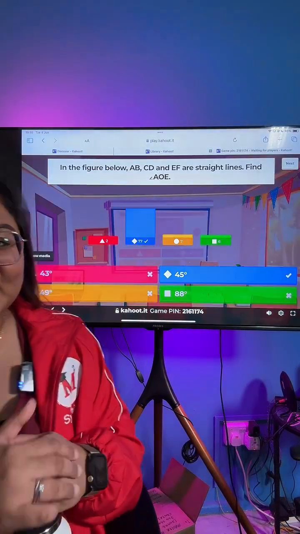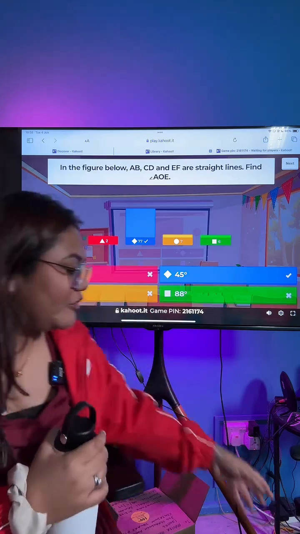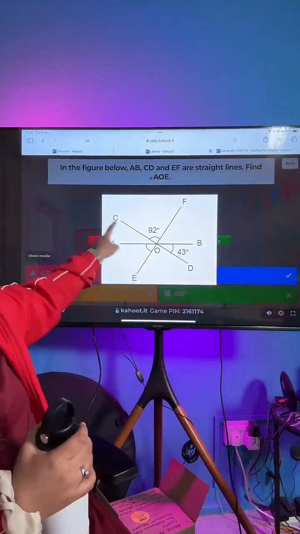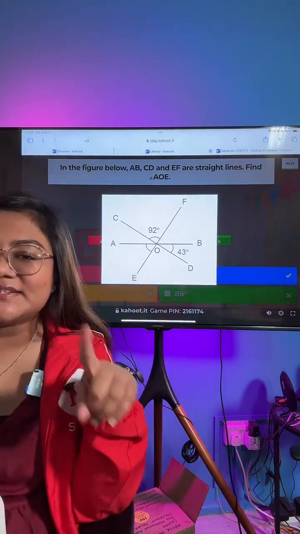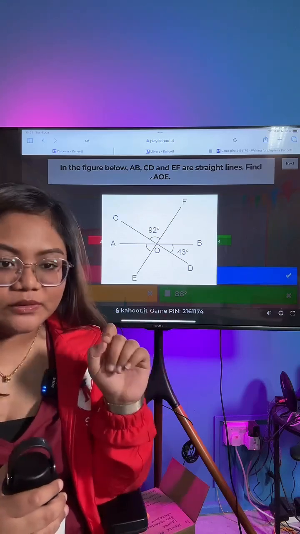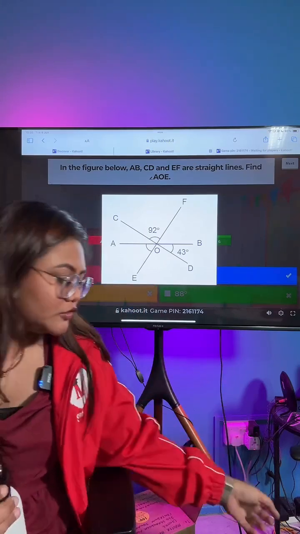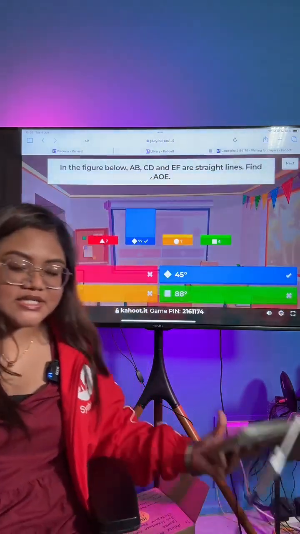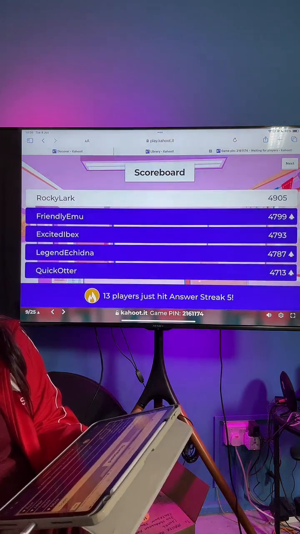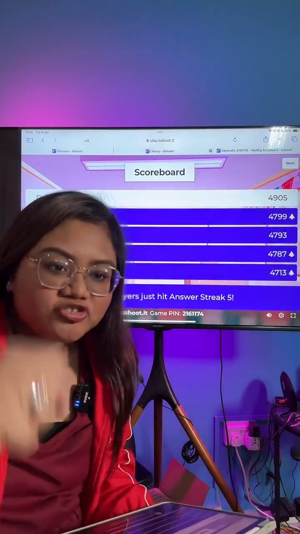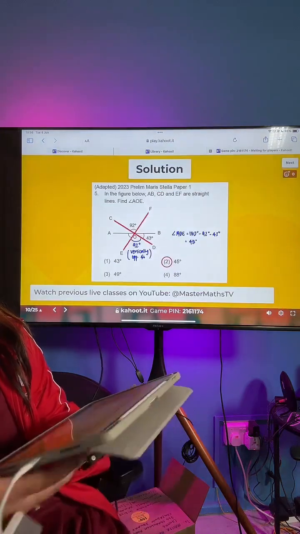Eager to know. Alright, friends, the answer is 45 degrees. You are right. Now, for those of you who said that COE is 90, just because it looks 90 doesn't mean it is actually 90, okay? You cannot just assume that it is 90. Alright, so how to solve? We will go through that in a second. The answer is indeed 45 degrees. Now, let's take a look at our leaderboard first. Ooh, Rocky Lark is still number 1. Friends, let's try to overtake Rocky Lark, okay? Let's try.